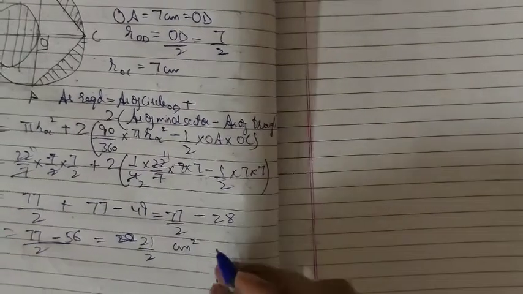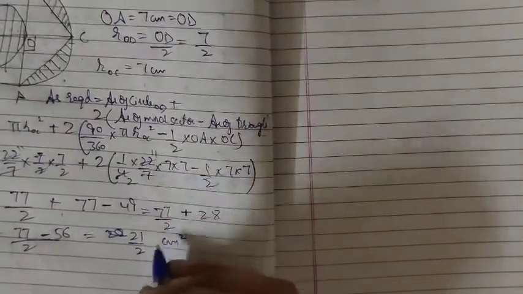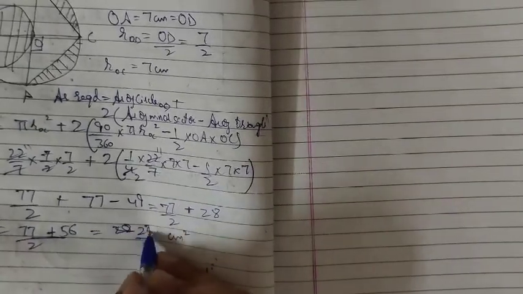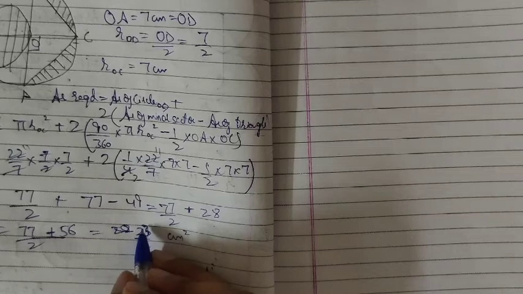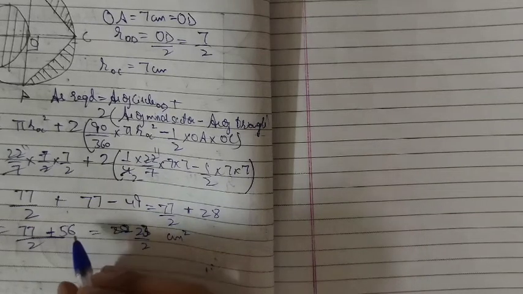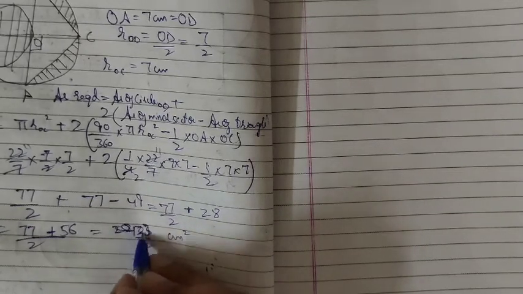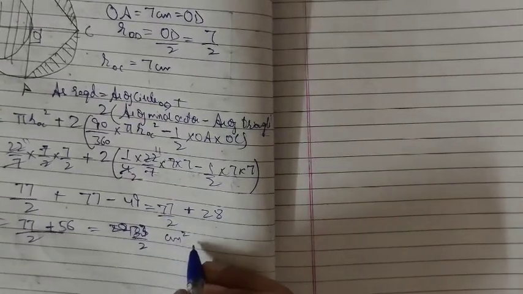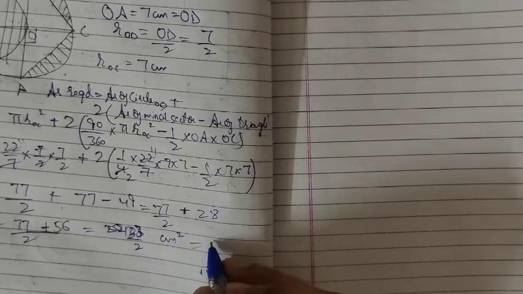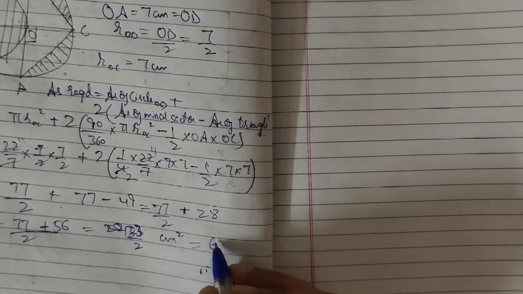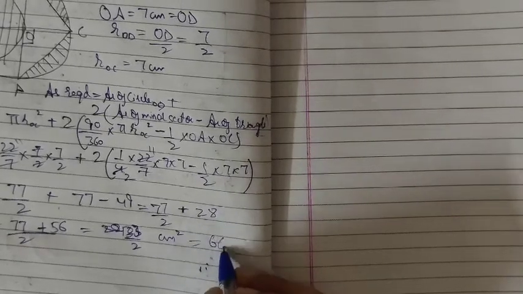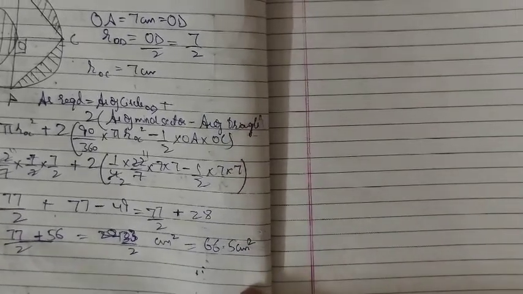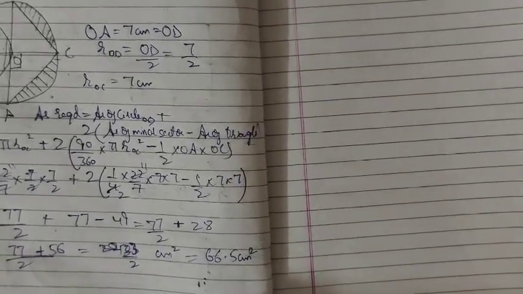Okay, so here it will be a plus sign, plus 56. So 7 plus 6 is 13, and this 7 plus 6 is again 13, 133 upon 2. So 133 upon 2 centimeter square, right? So which will be equal to 66.5 centimeter square. So this is our answer of question number 9th, right?